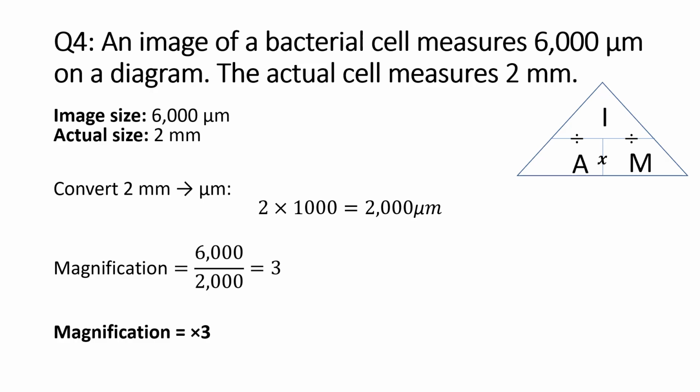If we convert the 2 millimeters into µm, we do 2 times 1,000. That gives us 2,000 µm. Then we go to our triangle, and the image is on the top row divided by the actual size, which is on the bottom row, to calculate the magnification, which means it is 6,000 divided by 2,000, which gives us a magnification of 3.